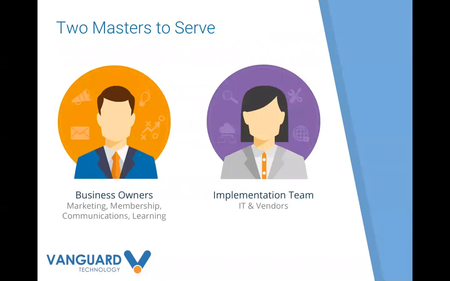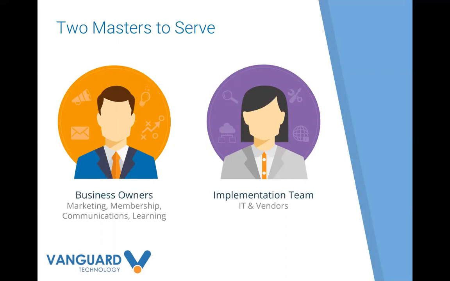Let's also understand that in the integration process, you do have two masters to serve. There's the business owners, the marketing, the membership, the communications teams. These are the I-want people, and I'm part of them. I'm usually the one that's making the I-want ask. I would really like to reduce friction or make it better or sell more products. This is my need. And then we have the implementation team. Those are the people that are tasked with the work. That's going to be your developers or your vendors and the technologists.